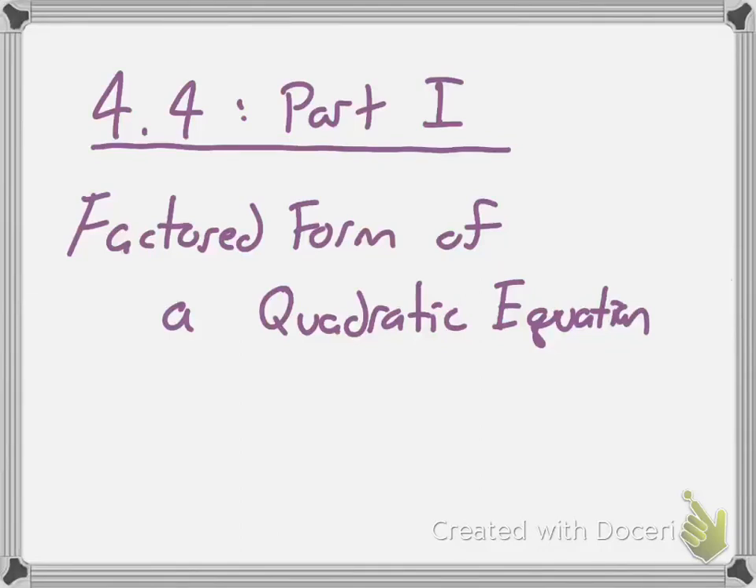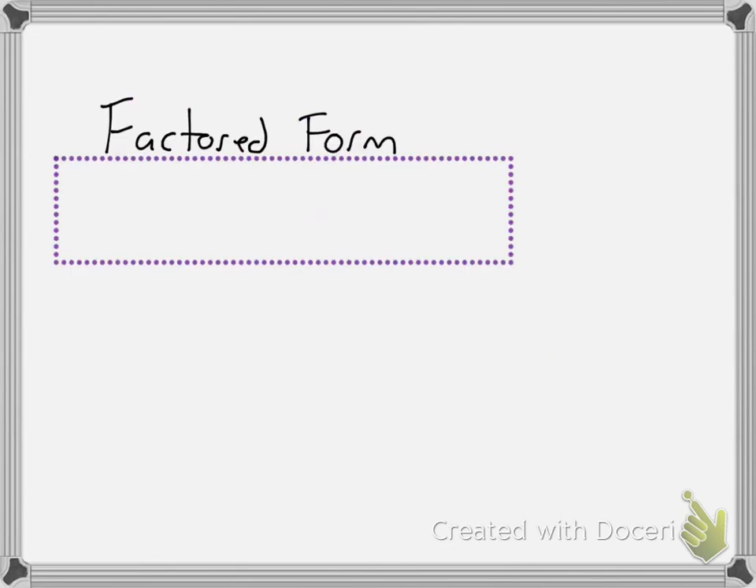In 4.4, we're going to talk about the last of three main forms of quadratic equations, and this one is going to be factored form. So to start off, let's talk about what the general form of factored is for a quadratic. Factored form looks like this. Y equals a times x minus p times x minus q.